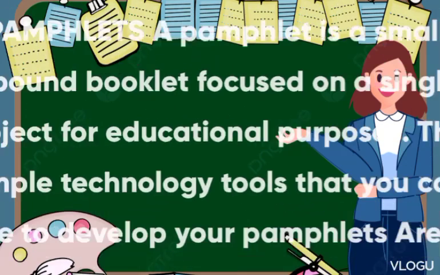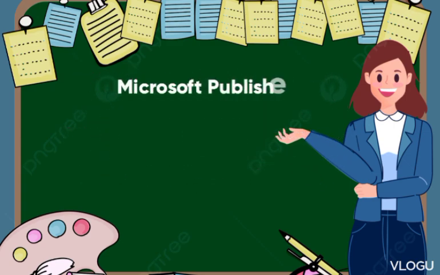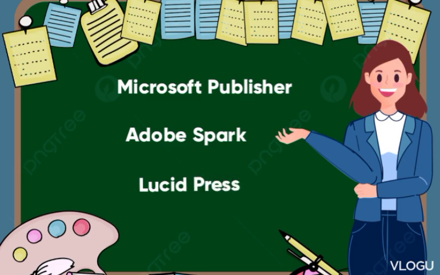Number 7 is the pamphlets. A pamphlet is a small and bound booklet focused on a single subject for educational purposes. Ito yung mga example ng technology tools na pwede nating gamitin para ma-develop yung ating pamphlets. Ito yung mga application na pwede nating gamitin. First is the Microsoft Publisher, next is the Adobe Spark, and then the Lucidpress. In summary, well-designed pamphlets can capture attention and enhance message retention through the use of images, graphics, and clear typography.